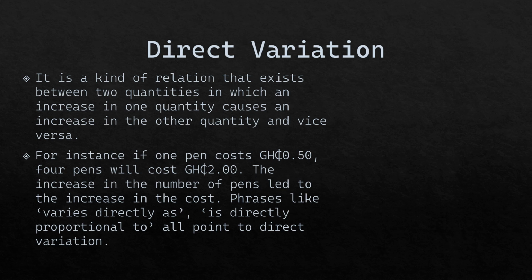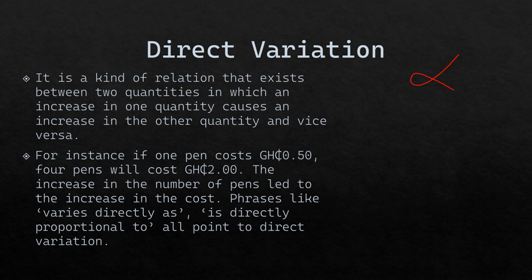At first, the number of pens was 1. When it was increased to 4, the price also increased to 2. We can say this is a direct variation. So the number of pens and the cost are directly related. So phrases like varies directly as, is directly proportional to, all point to direct variation. So anytime you see them in questions, they are pointing to direct variation. Now, what mathematical expression can we use for direct variation? For maths, we'll be using this sign, the proportionality sign, to show that it depends on something. So for something to change, it depends on something. There's a factor.